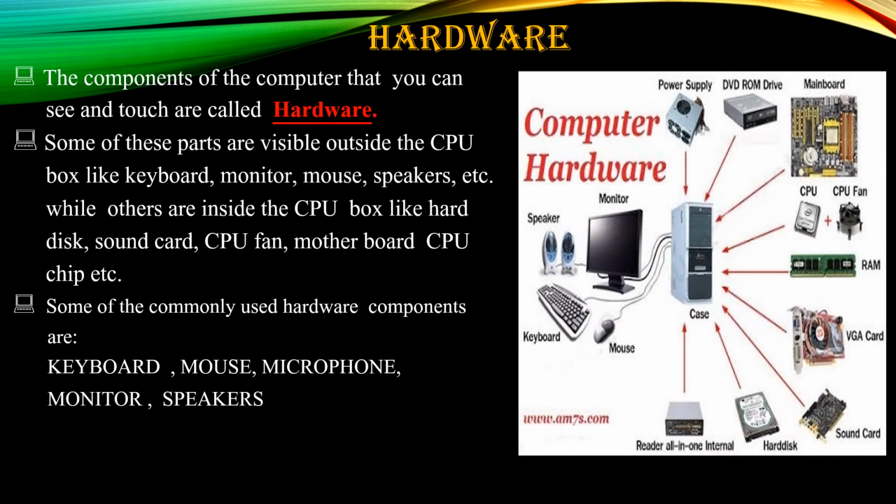The components of a computer that you can see and touch are called hardware. Some of these parts are visible outside the CPU box, like keyboard, monitor, mouse, speaker, etc., while others are inside the CPU box, like hard disk, sound card, CPU fan, motherboard, CPU chips, etc. Some of the commonly used hardware components are keyboard, mouse, microphone, monitor, and speakers.